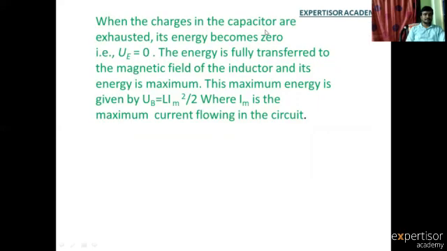When charges in the capacitor are exhausted, its energy becomes zero. The energy is fully transferred to the magnetic field of the inductor and its energy is maximum. This maximum energy is given by L Im squared by 2, where Im is the maximum current flowing in the circuit.